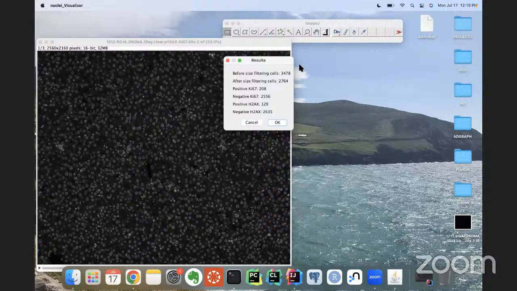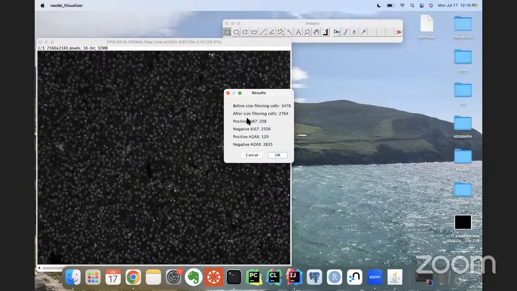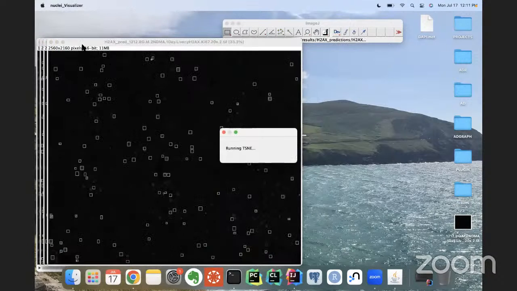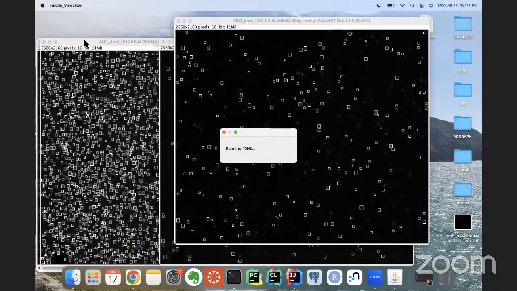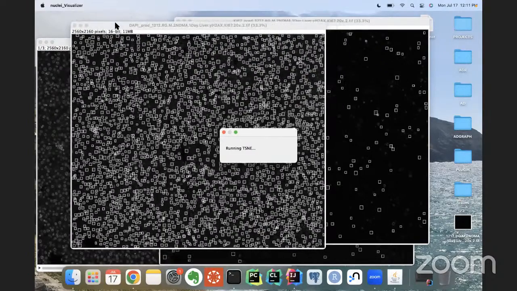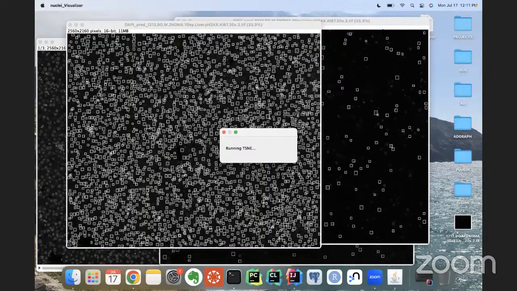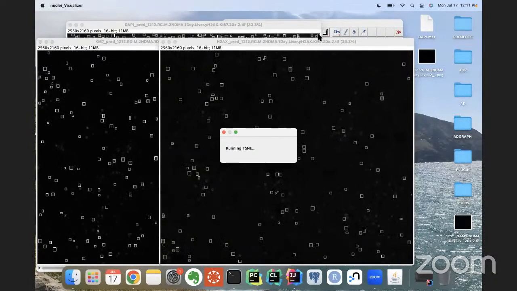And so here are our results. Before size filtering cells, we have 3,478. After size filtering, we have around 2,700. And then here we can see our positive and negative Ki67. It's going through these size filtered cells and identifying the positive and the negative nuclei. And it's pulling up these images with the boundary boxes while we're running that TSNE. As you can see here, these aren't as bright, you can always adjust the brightness, but it's pulling these up as ImageJ images while we're running this TSNE.